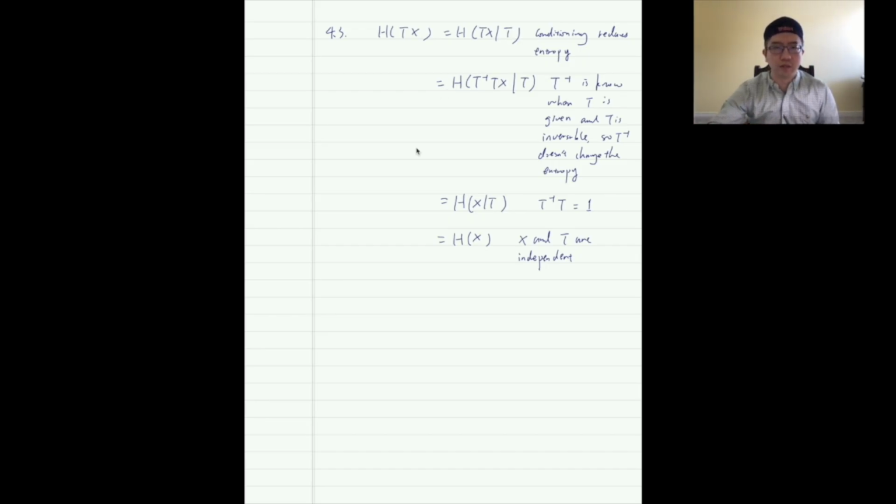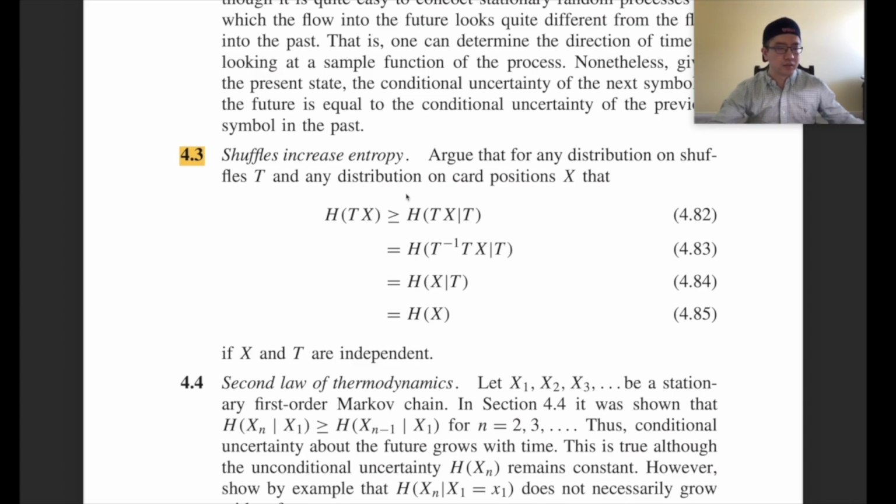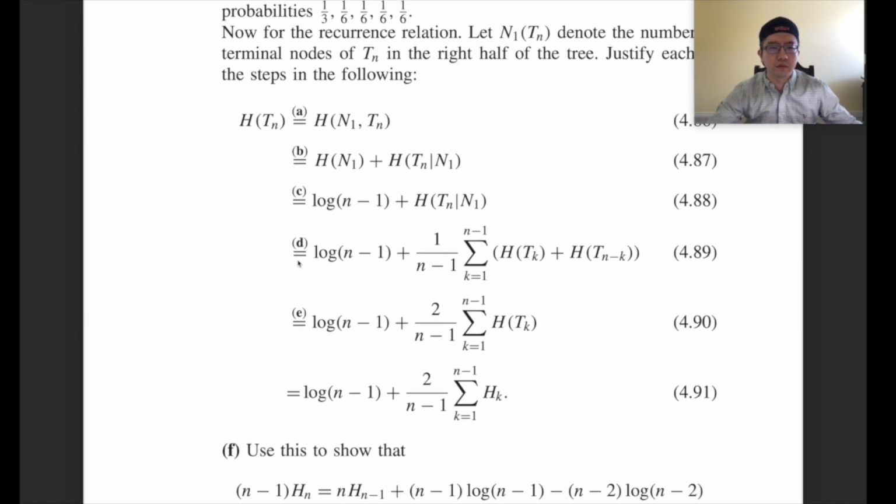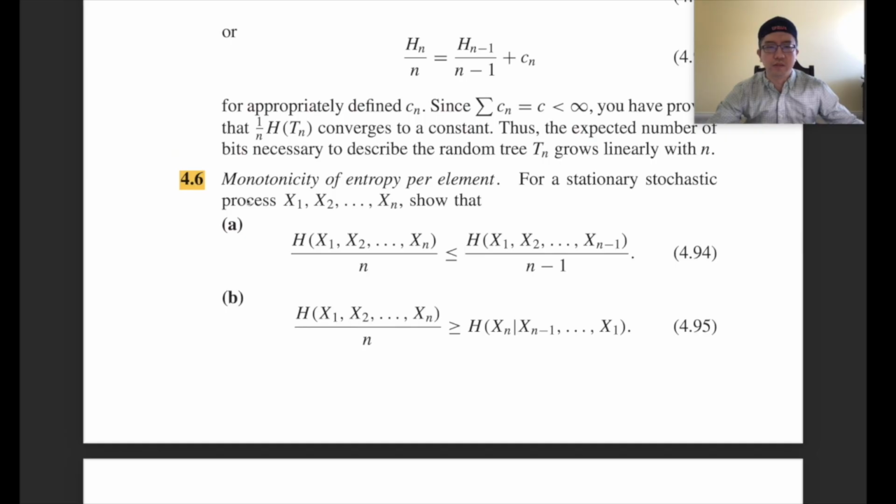Okay, so now let's see our next one. So our next problem is 4.6. So which is this one.